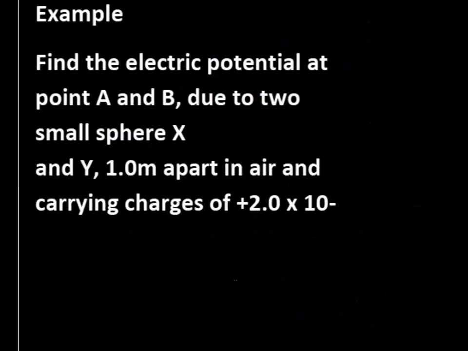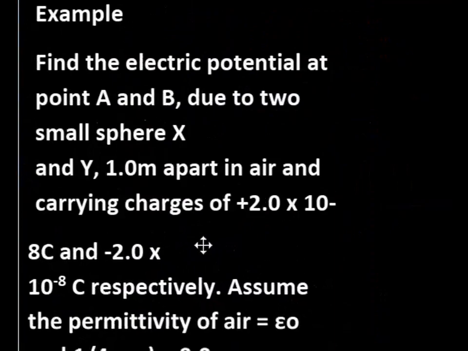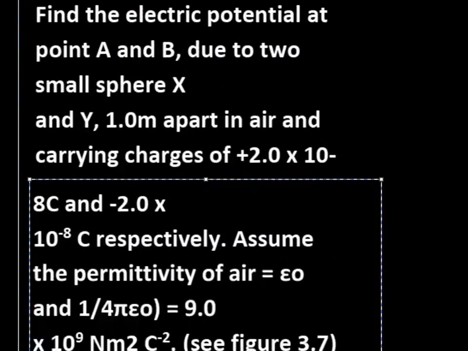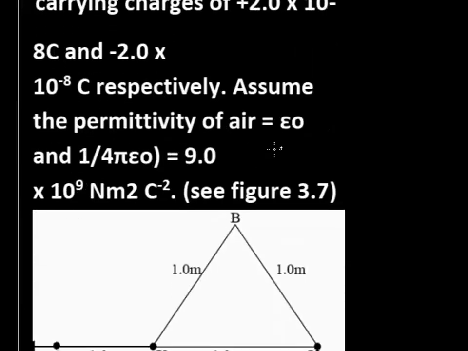Okay, so nice. I'll now bring the complete part of the question. Here we go. So kind of long, but we'll definitely deal with it. Now find the electric potential at point A and B due to two small spheres X and Y 1.0 meter apart in air and carrying charge of 2.0 times 10 to the minus 8 coulombs and minus 2.0 times 10 to the minus 8 coulomb respectively. Assume that the permittivity of air is this 9.0.